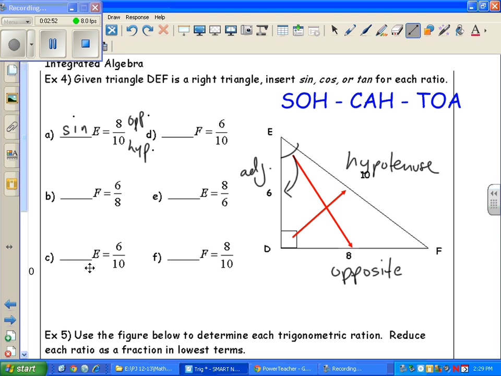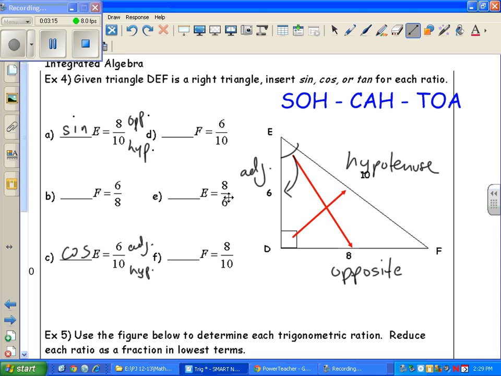The next one with E is 6 to 10. So if I find angle E and I find 6, I see that's adjacent, and 10 is the hypotenuse. So this is comparing the adjacent leg to the hypotenuse. And the ratio that does that is cosine. And the abbreviation for cosine is COS.